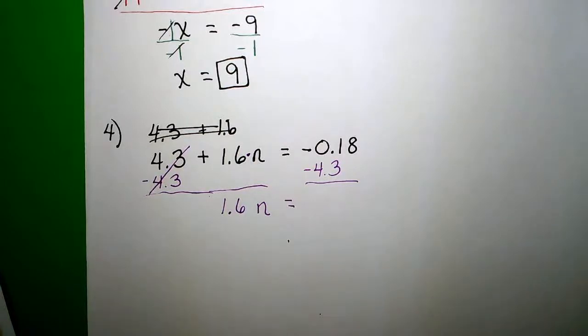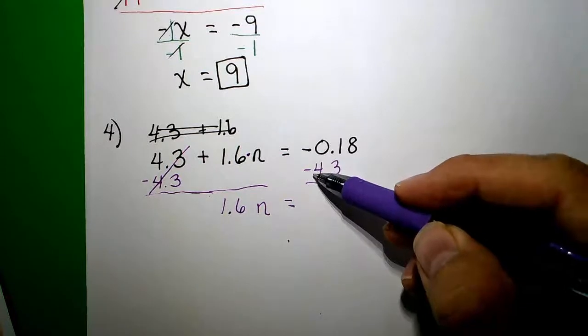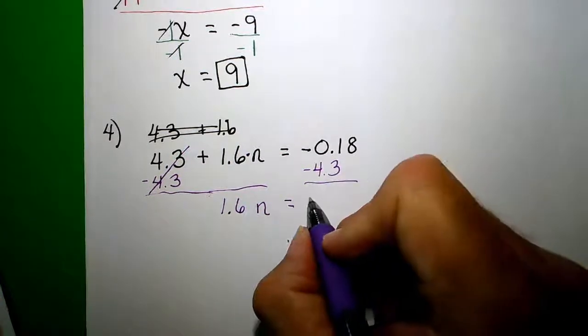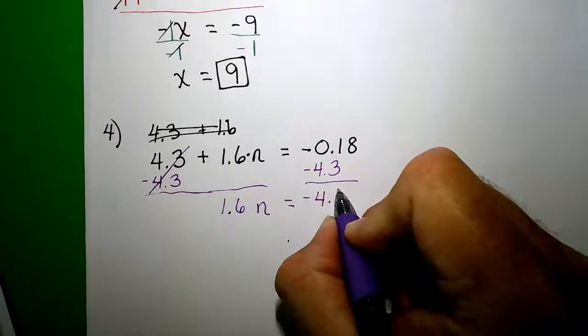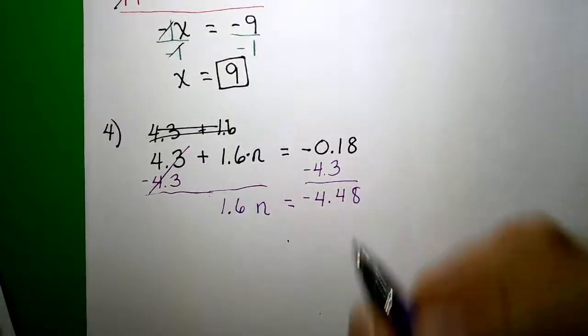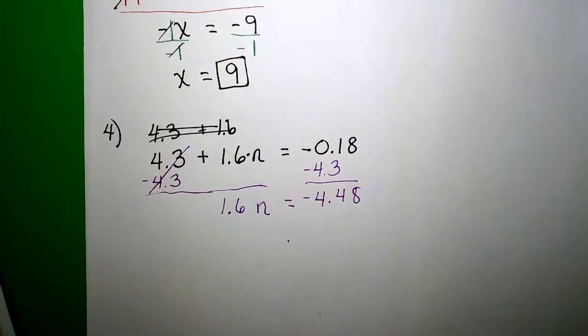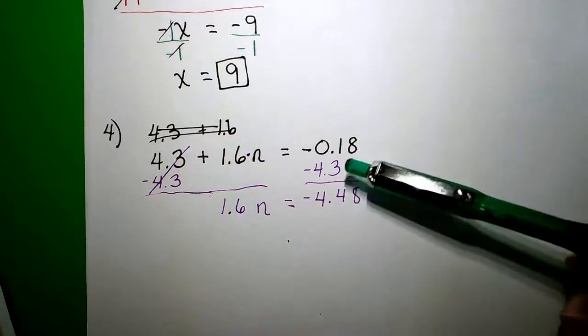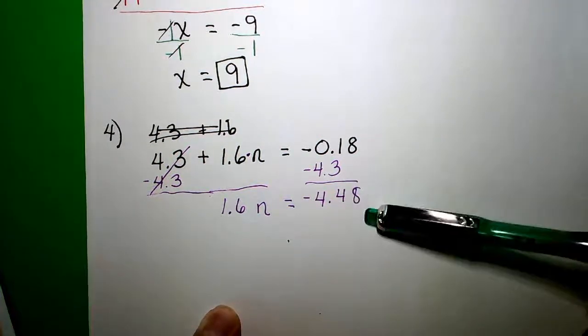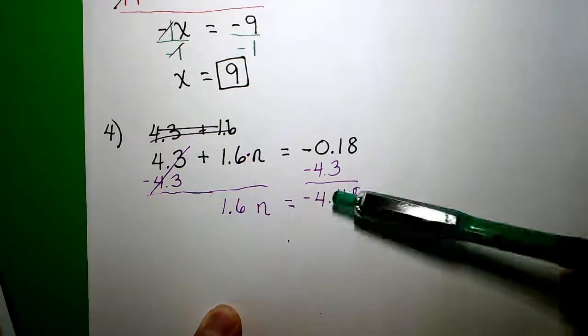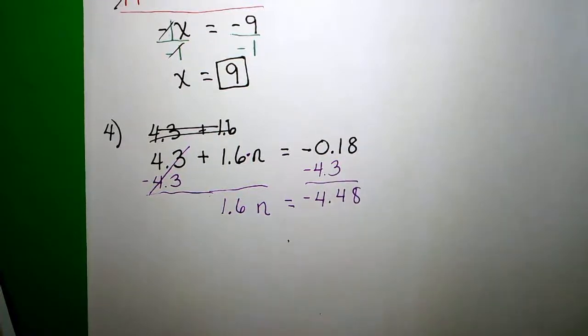And let's see, a negative 0.18 plus a negative 4.3. Think of this as negative plus negative. That's going to be a negative 4.48. So just punch that into your calculator. Or, okay, you're adding, just add vertically. 8, 4, 4. Carry down the decimal point. So we have 1.6n equals negative 4.48.